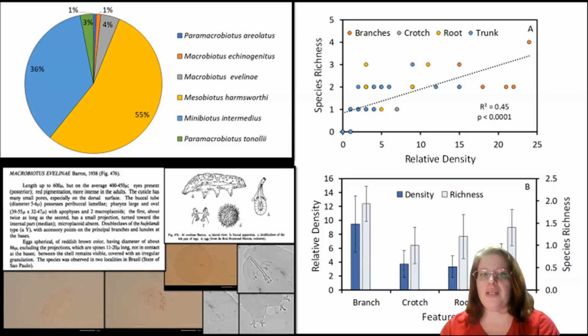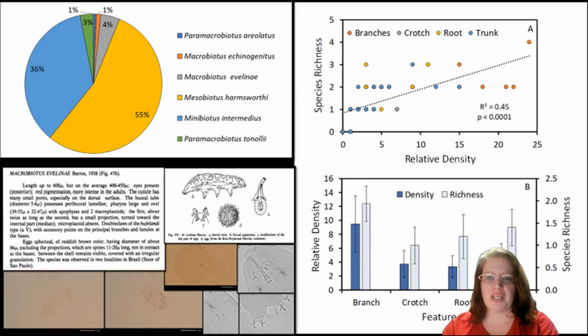Sample relative density positively correlated with species richness, meaning mean relative density was not significantly different among most feature types, except branches had significantly greater mean density than the roots, and mean species richness in the branches was significantly greater than in the crotches, but there was no significant difference between other tree features.